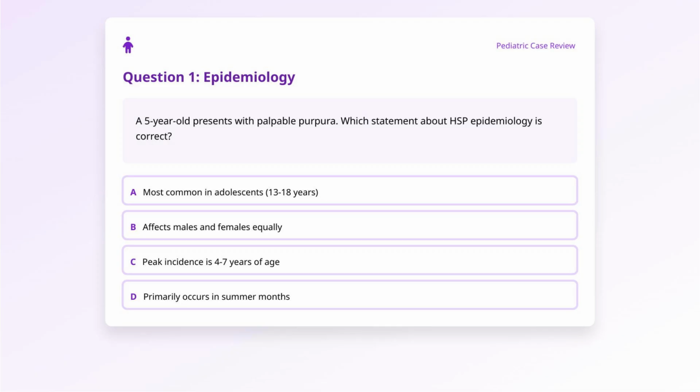A 5-year-old presents with palpable purpura. Which statement about Henoch Schönlein Purpura epidemiology is correct? A. Most common in adolescents 13 to 18 years. B. Affects males and females equally. C. Peak incidence is 4 to 7 years of age. D. Primarily occurs in summer months.